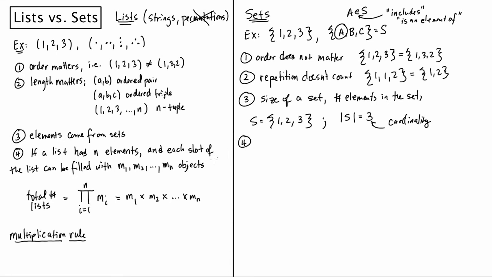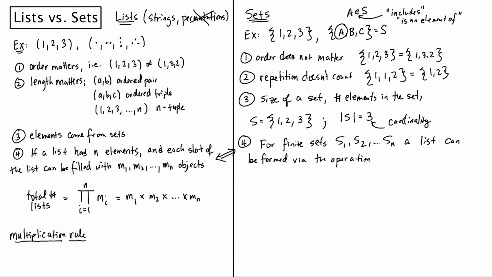The fourth thing that I want to talk about is a relationship between these two objects. We were talking about lengths of lists. Now I want to talk about how sets generate lists. Suppose that we have finite sets, meaning they have a finite cardinality. Suppose we have finite sets S1, S2, all the way up through Sn. Then a list can be formed from these sets via the operation known as a Cartesian product.